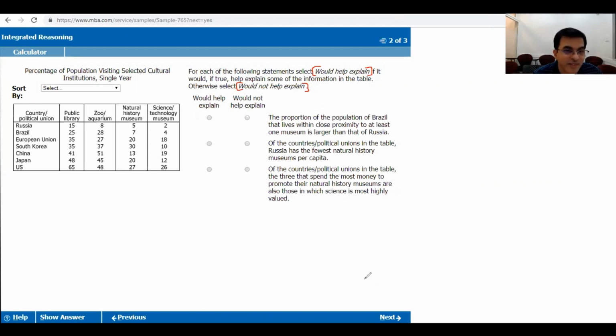No. Enough of CR is there in verbal and AWA. And CR can come in IR, but not for this question at least.